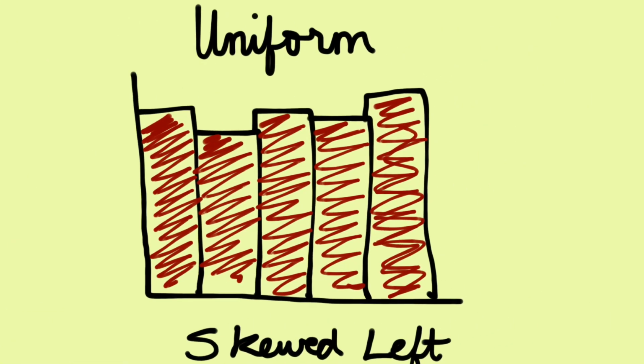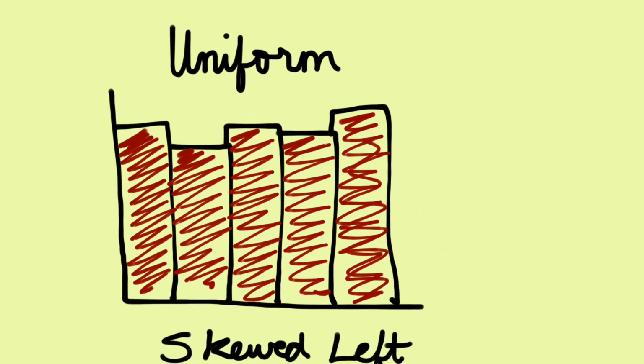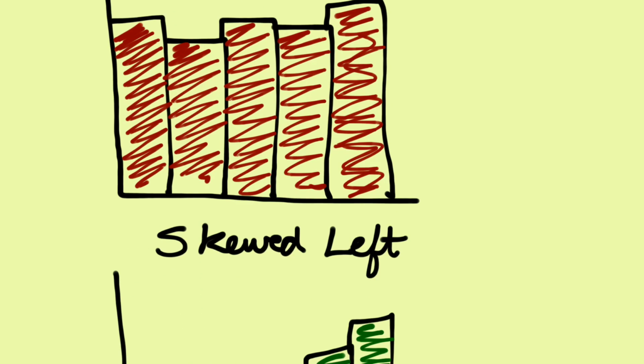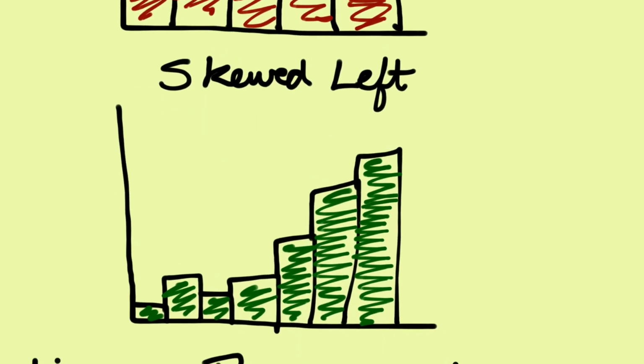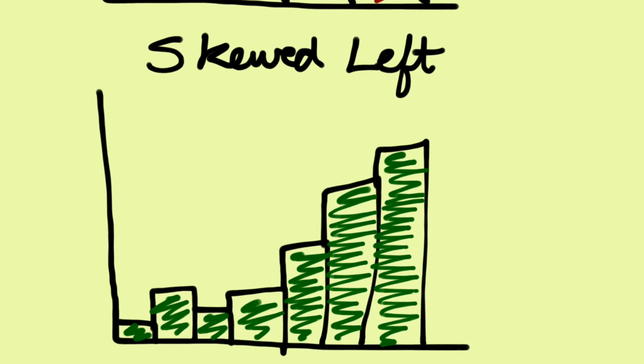There is a uniform distribution. Again, it's not going to be perfect every time, but if the bars are relatively at the same level, that means it would be uniform. Skewed left, this is what gets people confused all the time because it looks like it should be called skewed right.